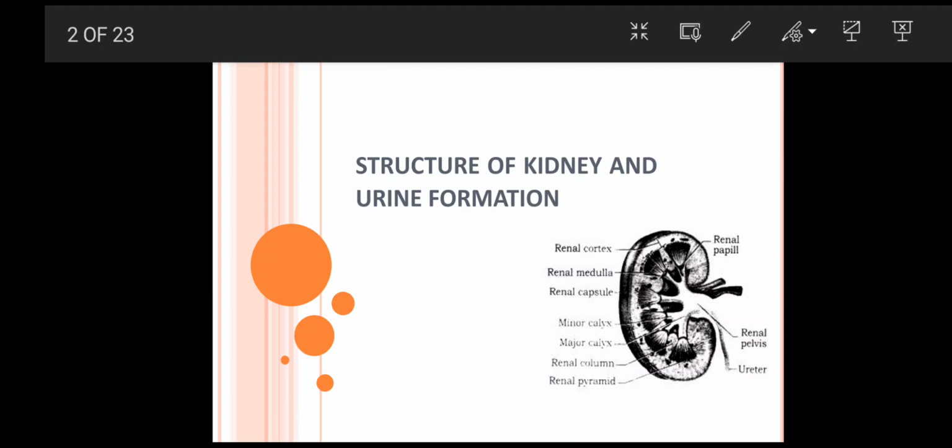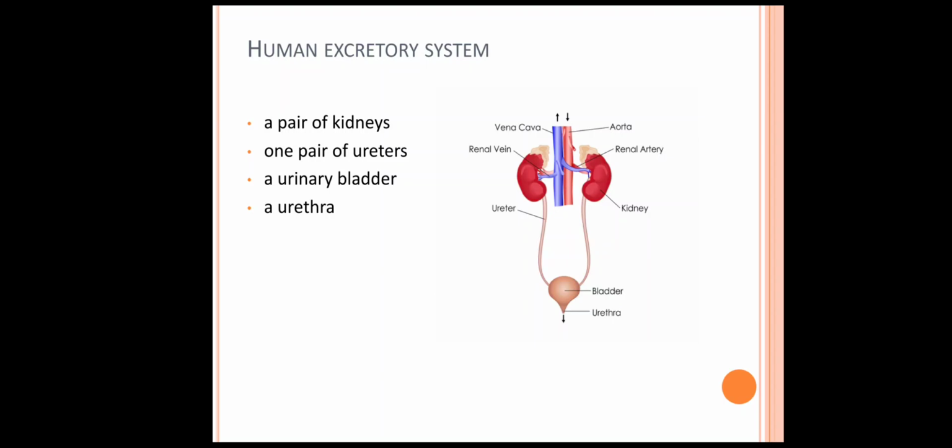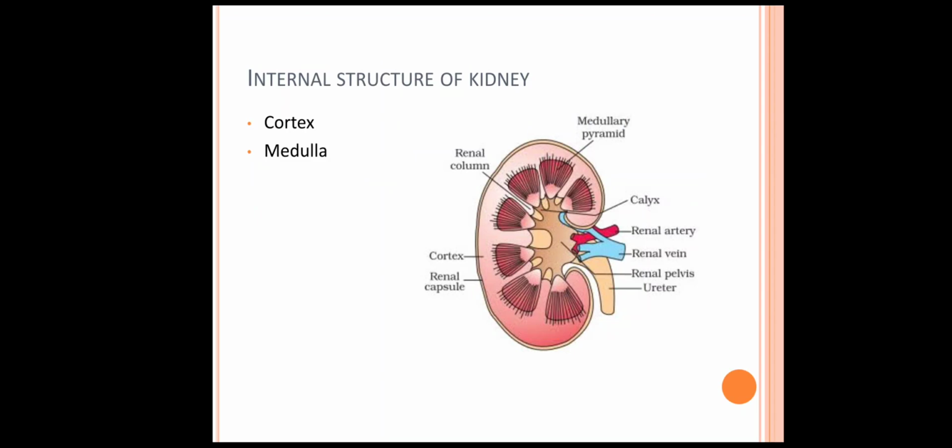Now, for the elimination purpose, in the lower organisms, different structures have evolved from time to time, and the most advanced structure has evolved in the human, which consists of a proper, well defined system. It includes a pair of kidneys, one pair of ureters, a urinary bladder, and urethra.